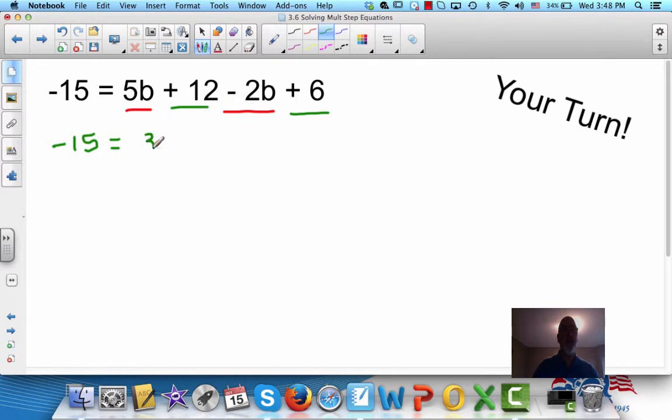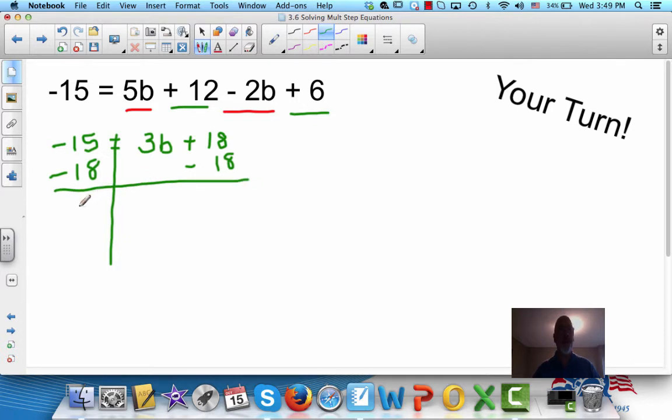So that gives you 3b. And the sign with the bigger number is positive, so we're going to have positive 3b. Then we've got a positive 12 and a positive 6. That gives us positive 18. So now we've got one of these two-step equations that we're used to having by now. So we're going to do minus 18 on this side. Oh, don't forget to draw the line. And minus 18 on this side of the equation.